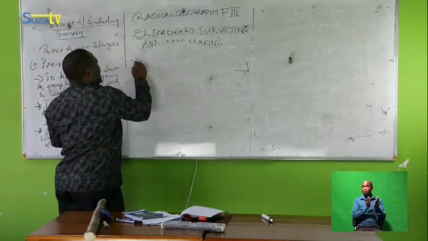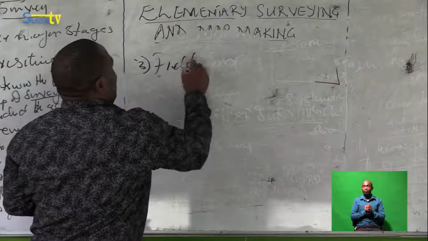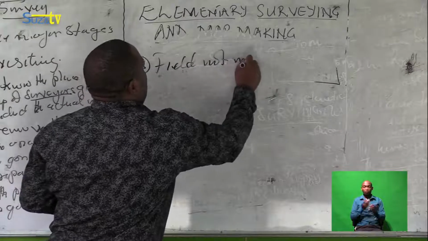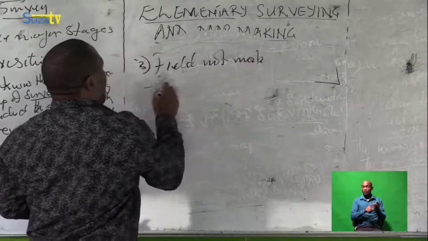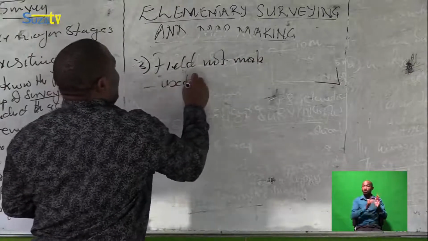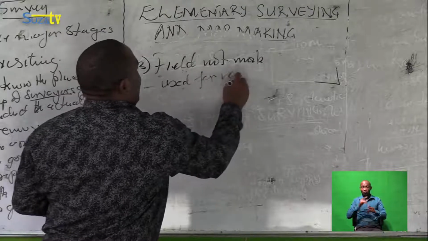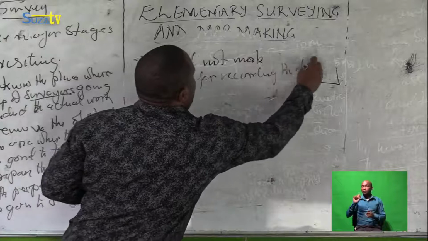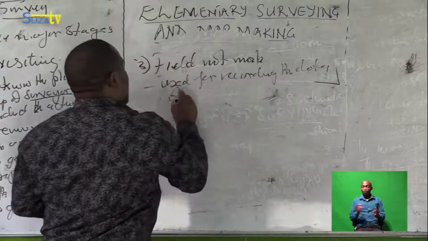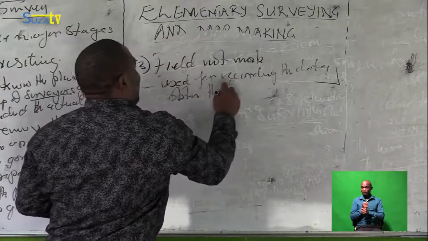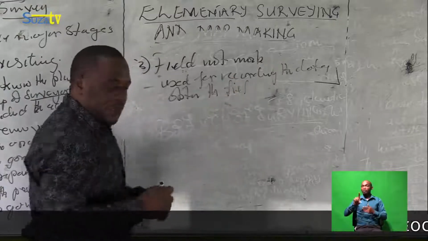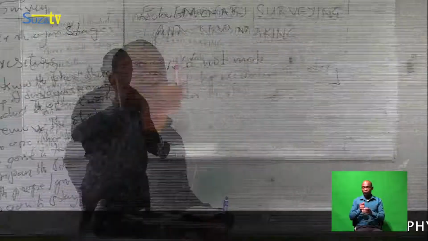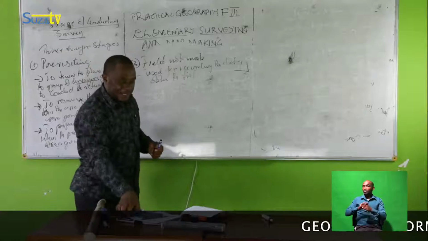A third one is a field notebook. What is it used for? Used for recording the data obtained in the field. But this notebook is used together with a pencil. It should be written in pencil.